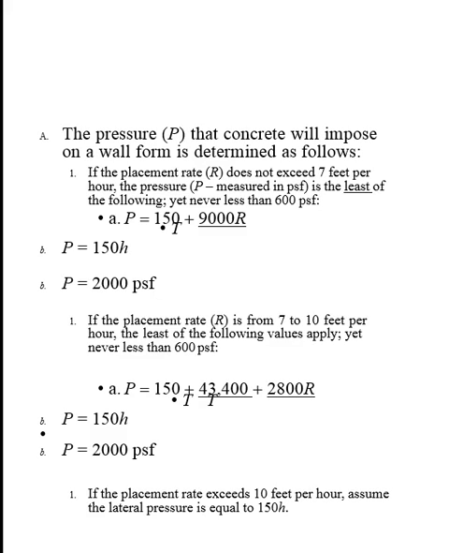If the placement rate is 7 to 10 feet per hour, you're going to use the least of the following values. But again, never less than 600 pounds per square foot. If the placement rate is greater than 10 feet an hour, you're going to assume a lateral pressure equal to 150 times h, which is the height. So just some guidelines for you in terms of coming up with numbers for pressure of the concrete.